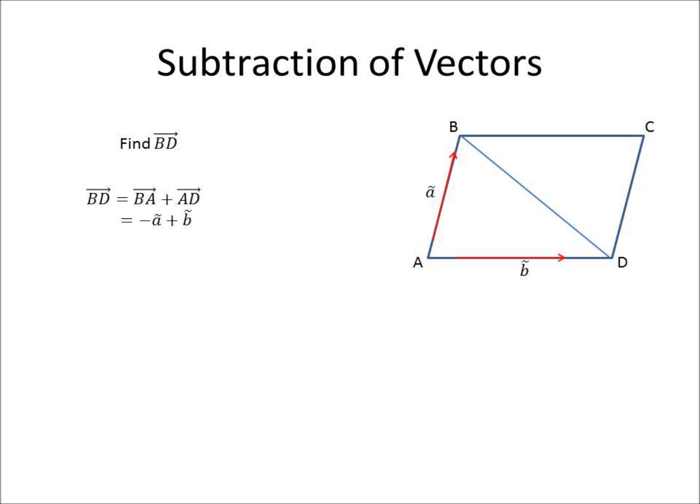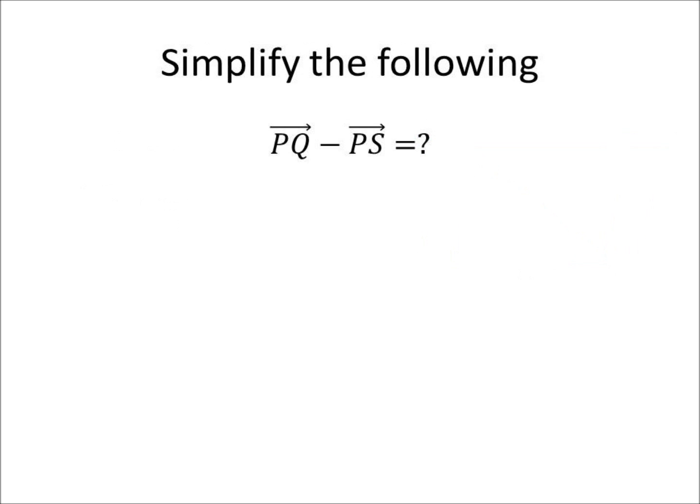And I guess some of you might have the question, if I want to travel from B to D, I have another option. We can actually travel from B to C and C to D. If you notice, since this is a parallelogram, BC would be the same as AD. So eventually you should get the same answer. Okay, let's look at the next example.